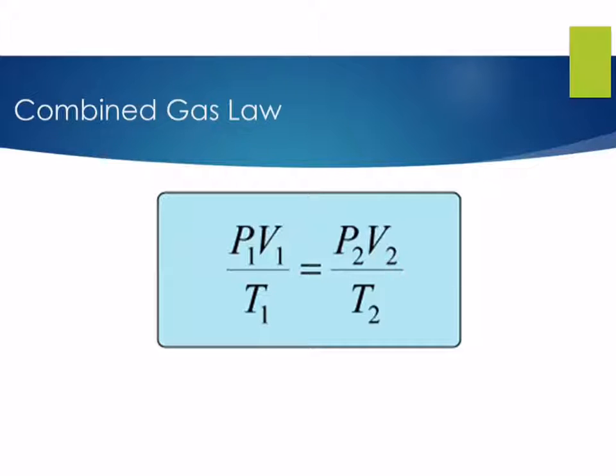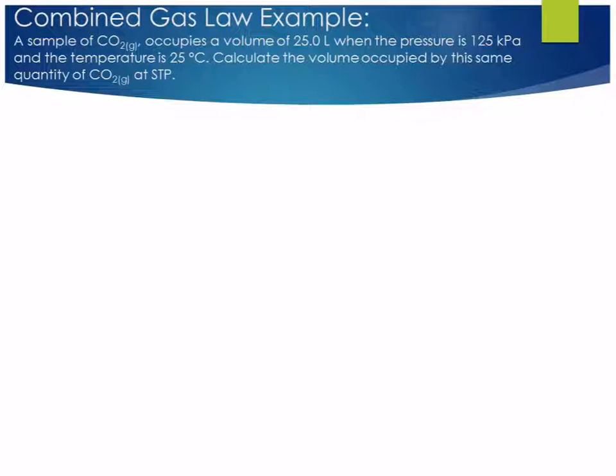So if the volume is constant, then we have P1 over T1 equals P2 over T2. And if the pressure is constant, we have V1 over T1 equals V2 over T2. So we have the other 3 gas laws that we just looked at. So let's look at an example.